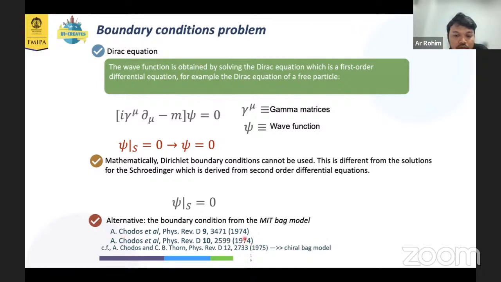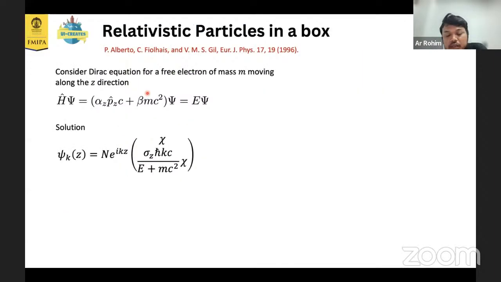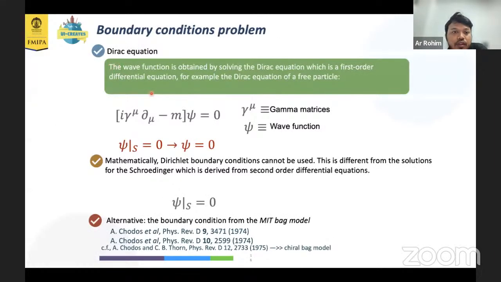You can also find the extensions of this bag model, which is known as the chiral bag model. So to discuss the relativistic particle in a box, we will not use the Dirichlet boundary conditions, but we will use the boundary conditions from the MIT bag model.